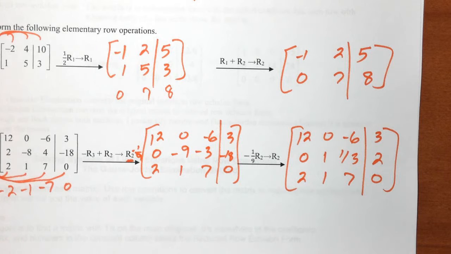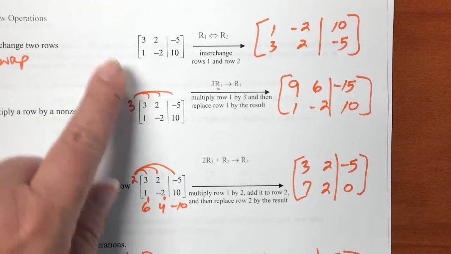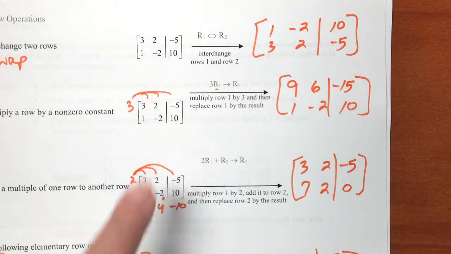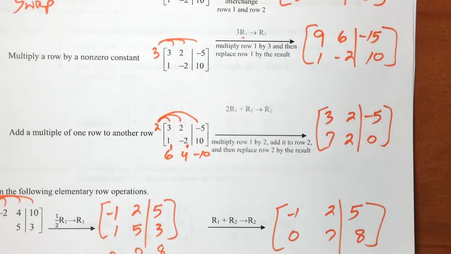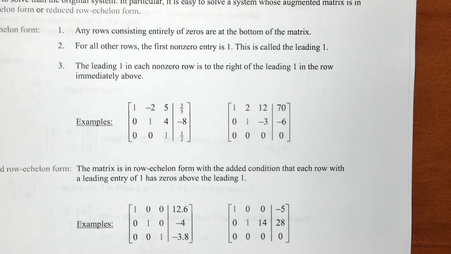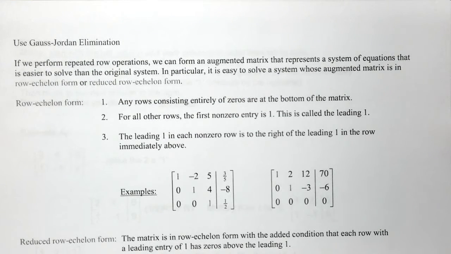Okay? All right, so notice the 3 operations that you can perform, the 3 row operations. Swapping rows, multiplying a row, or multiplying a row and adding it to a different row. That's all that we can do. Okay? We are going to use those operations on our augmented matrices that represent a system of equations.